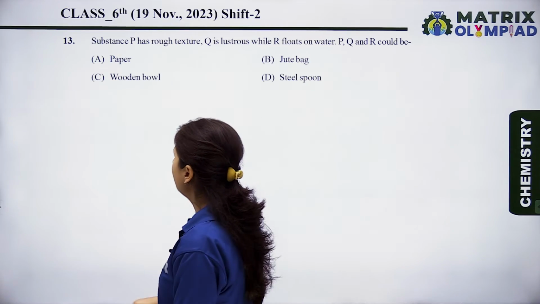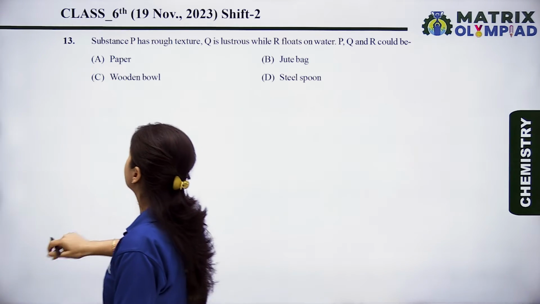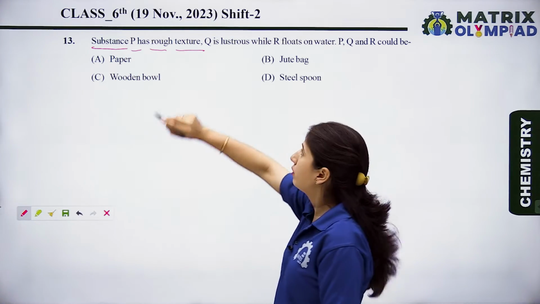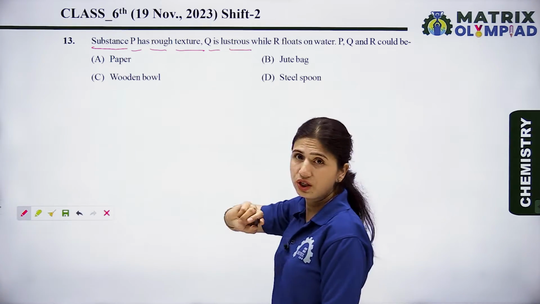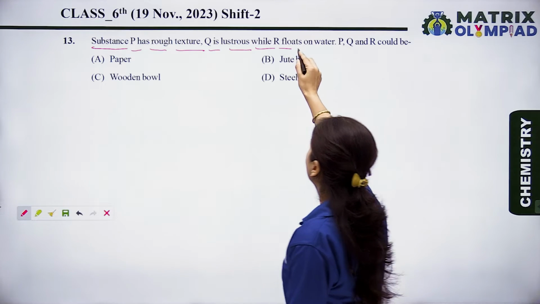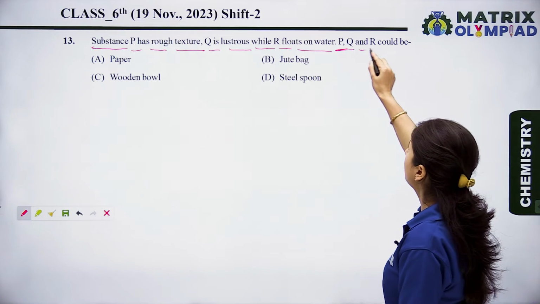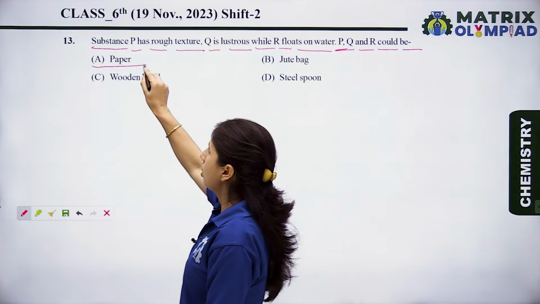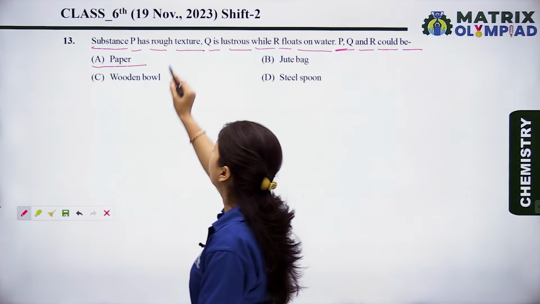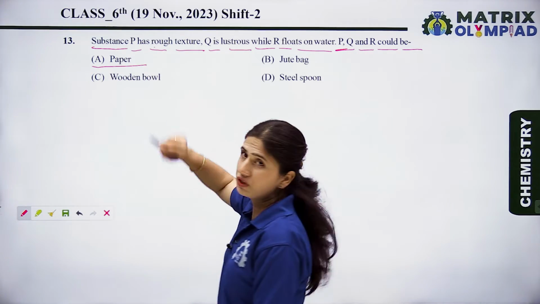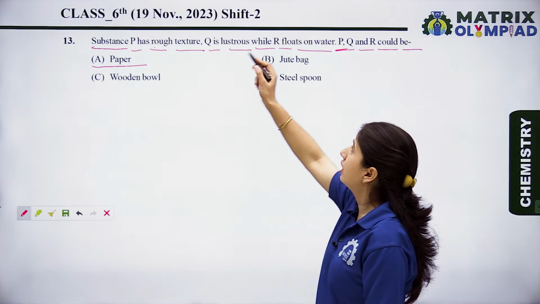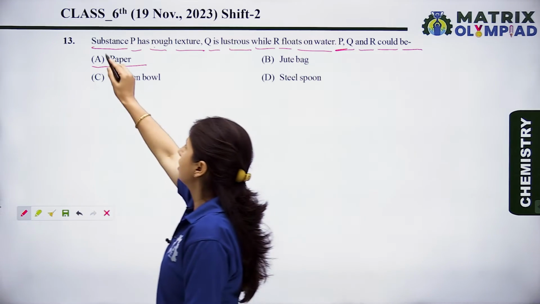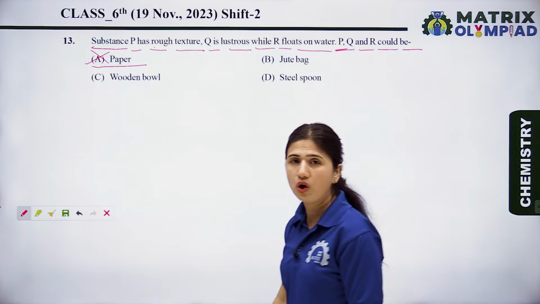Now let's see the last question. The question is, substance P has rough texture, Q is lustrous, while R floats on water. So P, Q and R could be. Okay, now let's see the options. Option A is paper. Paper doesn't have a rough surface, it is not lustrous, and it can't float on water. So this is a wrong option.